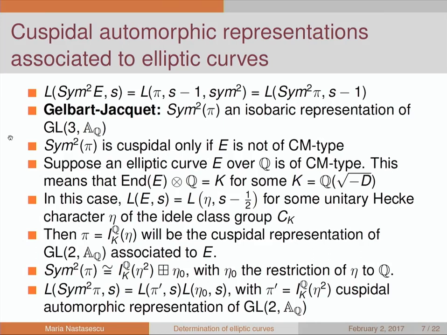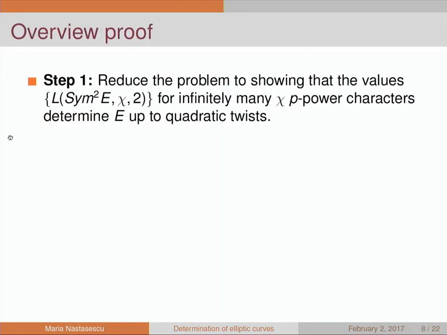So as I said, things pretty much work the same in the CM case, but just for simplicity, for this talk, this is everything I'll say about the CM case, and just assume that the elliptic curve is not of CM type from now on. Okay, so how do we show the theorem?